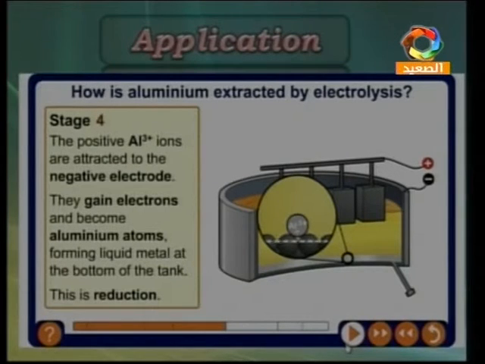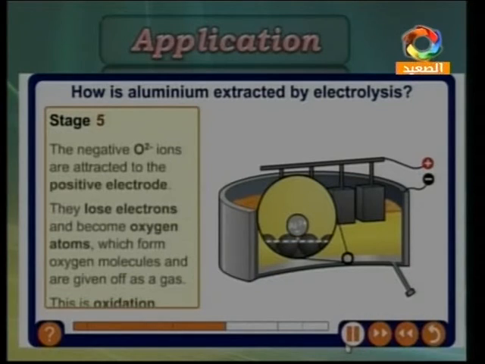These atoms move and precipitate in the last part of this tank. So the positive Al3+ ions are attracted to the negative electrode. They gain electrons to become aluminum atoms, forming liquid metal at the bottom of the tank, due to the high voltage of electric energy that changed into heat energy. So it is a reduction process.